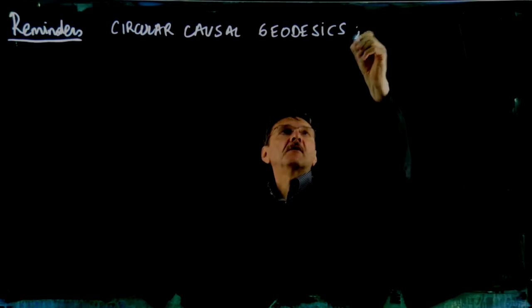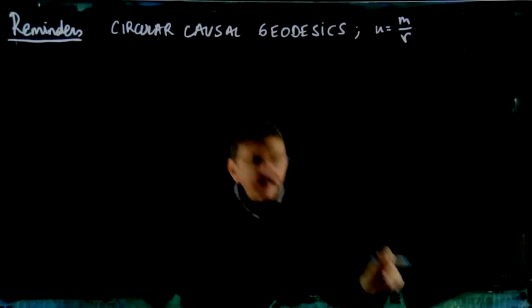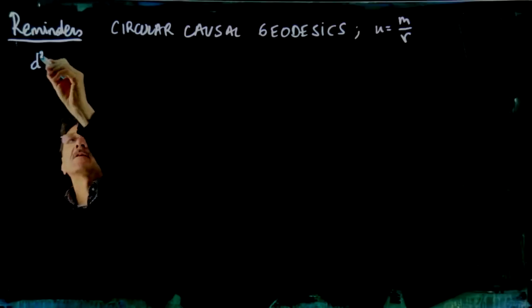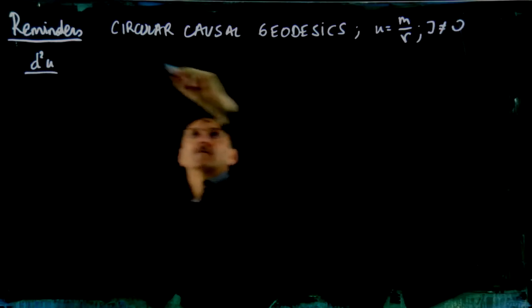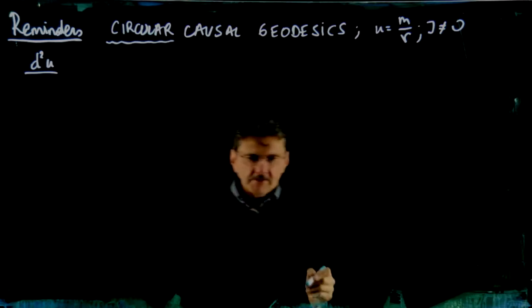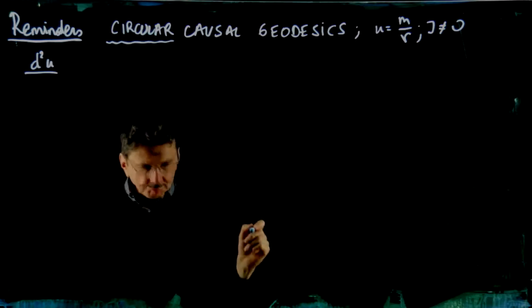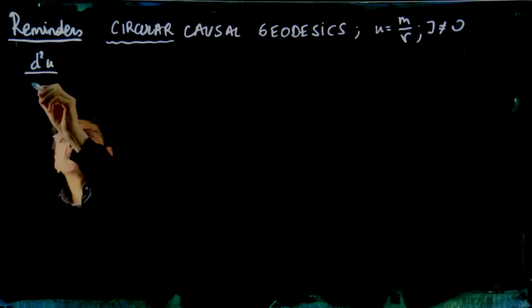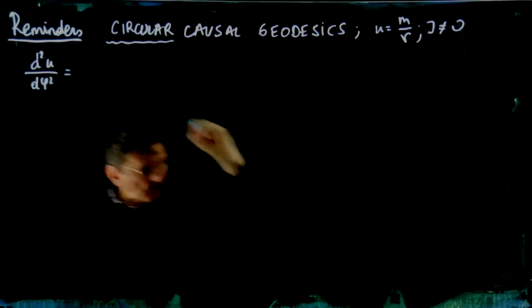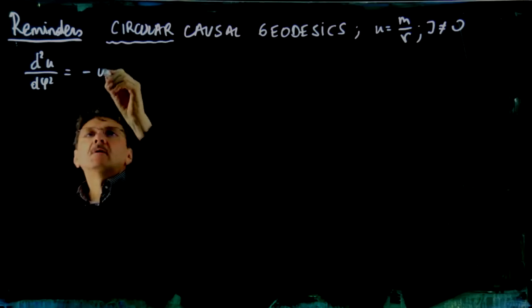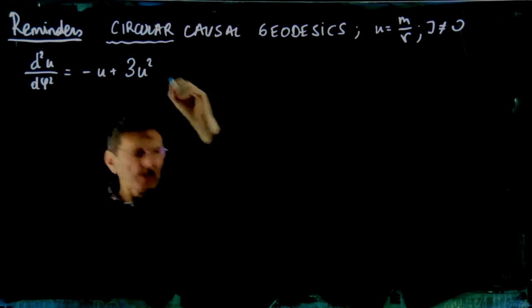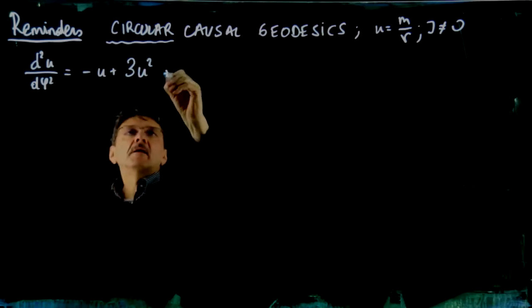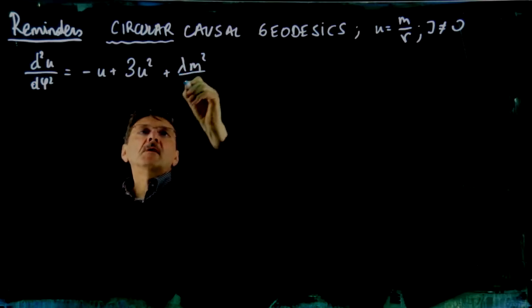So the function u is, as usual, m over r. And the equation we need is the second derivative of u. We're assuming that j is non-zero. Otherwise, of course, there'll be no circular ones. d²u over dφ² is equal to minus u plus 3u² plus λm² over j².